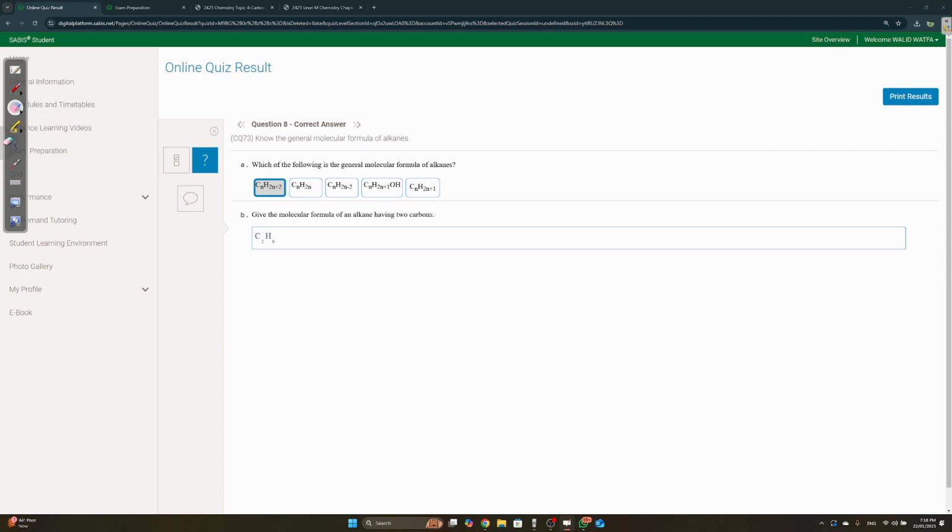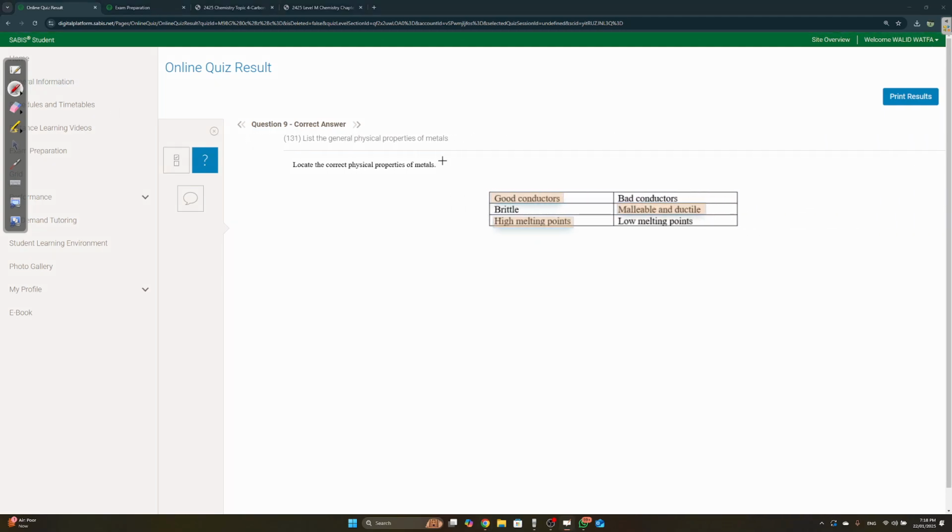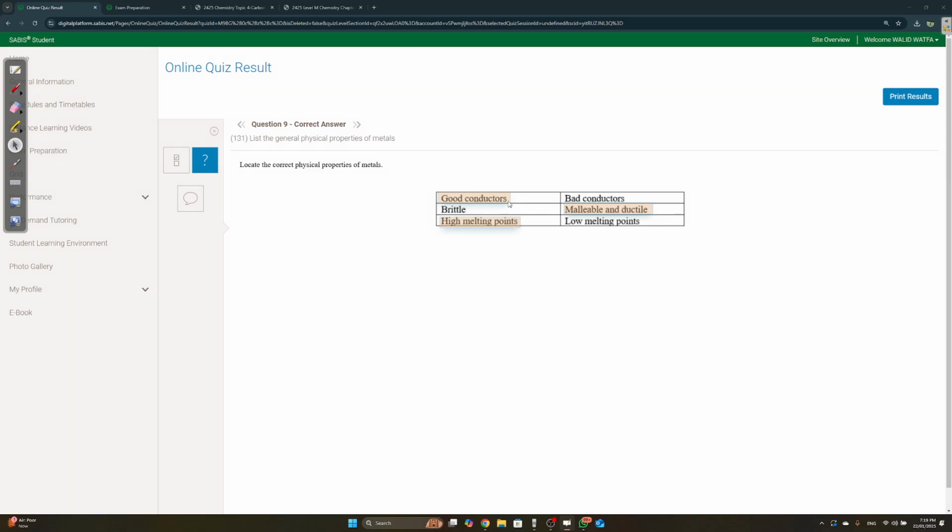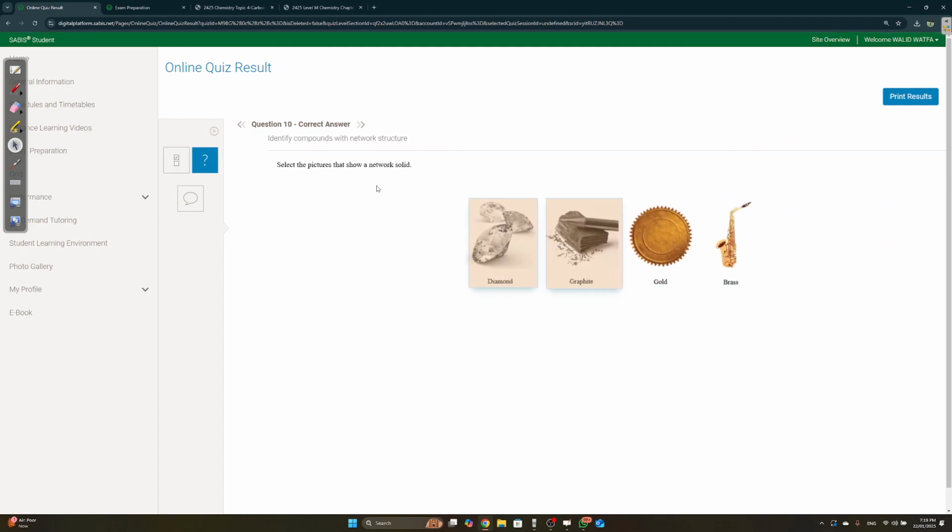Easy. Question 9. Locate the correct physical properties of metals. You guys know metals are good conductors. Are they brittle or malleable and ductile? Obviously malleable and ductile. Brittle means they break easily. High melting points or no melting points? Obviously high melting points.